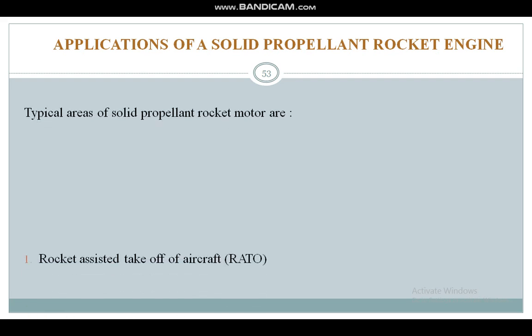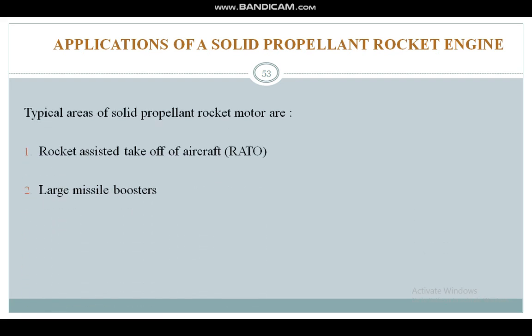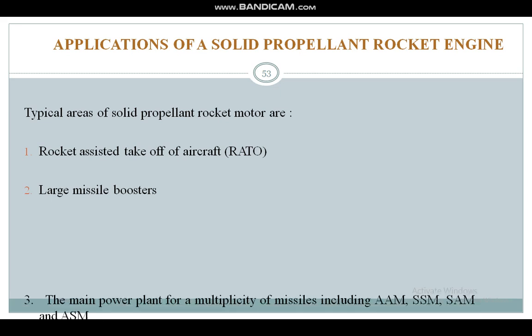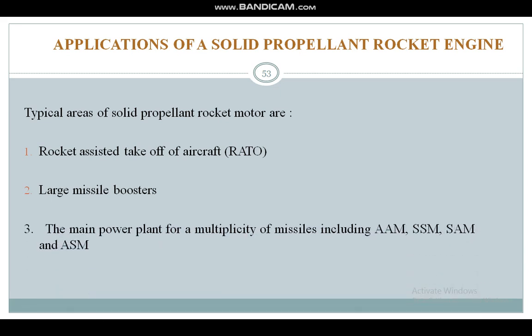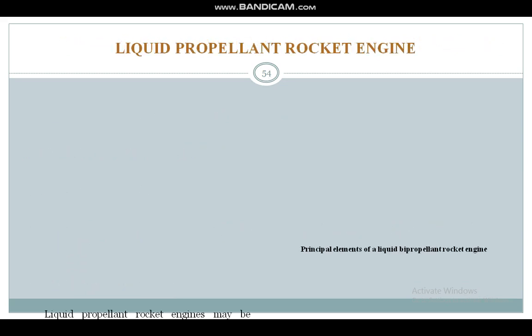They are mainly used in rocket assisted takeoff of aircraft, large missile boosters, and they are the main power plant for a multiplicity of missiles like the AAM, that is the air to air missile, surface to surface missile, surface to air missile, that is SAM, and the ASM, that is air to surface missile. In solid propulsion, rockets are also used in the initial stage during the liftoff of satellites. The solid propellant booster rockets are used, as can be seen.